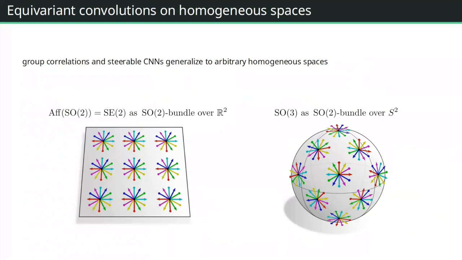But the viewpoint of steerable CNNs just defines the convolution directly on the base space. So here it's R2, and there we would define a convolution on SO2, and then apply a G steerable kernel, or SO2 steerable kernel, at each point. So if you want to build a spherical CNN, you just take our SO2 steerable kernels, which you already saw, and you apply them at every point. And this is how these two things relate to each other and can be generalized.